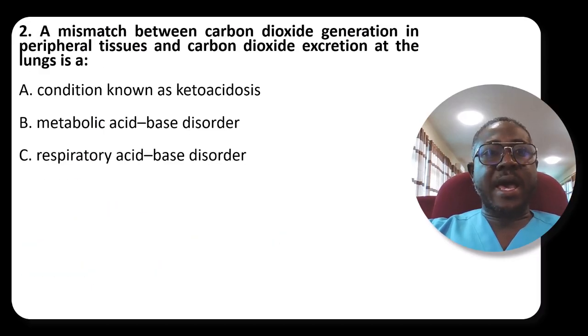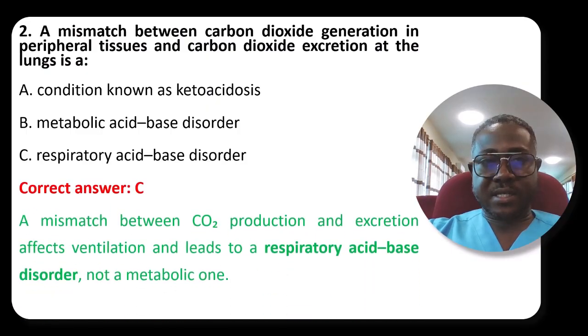Question 2. A mismatch between carbon dioxide generation in peripheral tissues and carbon dioxide excretion at the lung is a condition known as: A, ketoacidosis; B, metabolic acid-base imbalance; and C, respiratory acid-base disorder. So what is your answer? All right, this is so simple, right? So the correct answer is C.